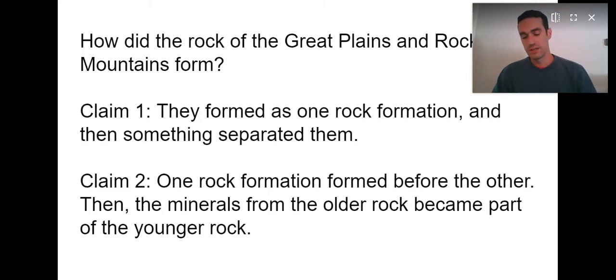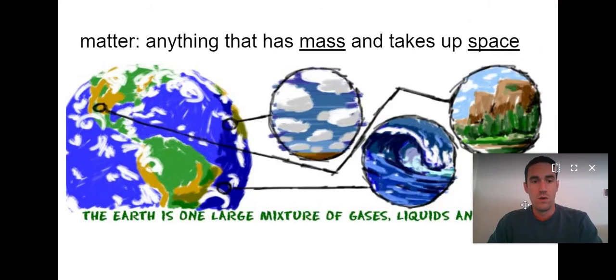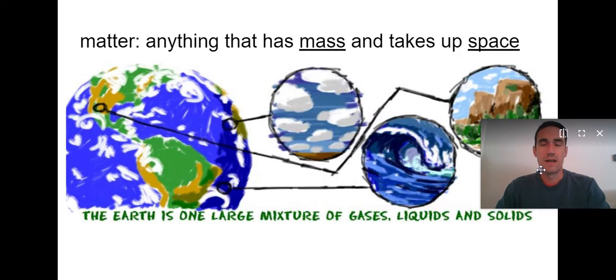Before we do that, though, we're going to look at a few vocab words that are going to be important going forward for the rest of the lesson and into next week. One should be very familiar, and this is matter. Anything that has mass and takes up space is matter. So all of the liquid, all of the gas, all of the solids on Earth, they all take up space, they all have mass, so they would all be considered matter.